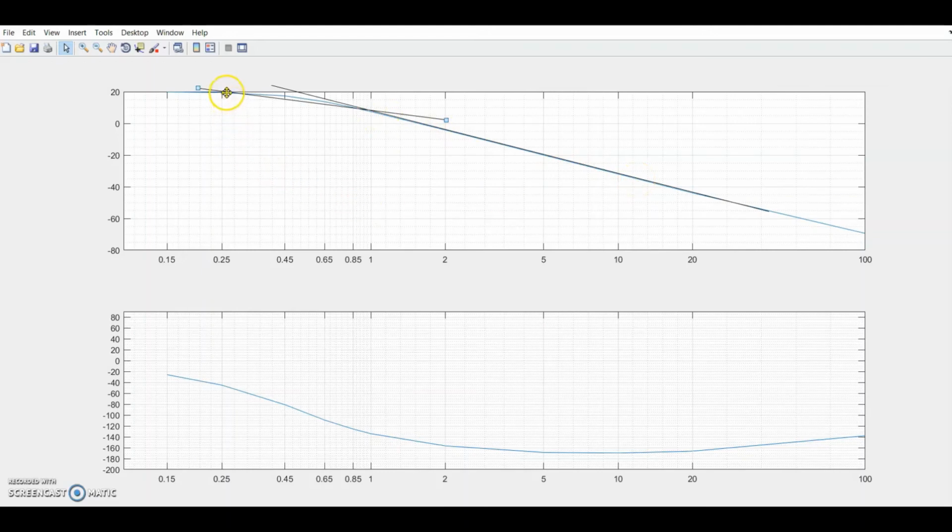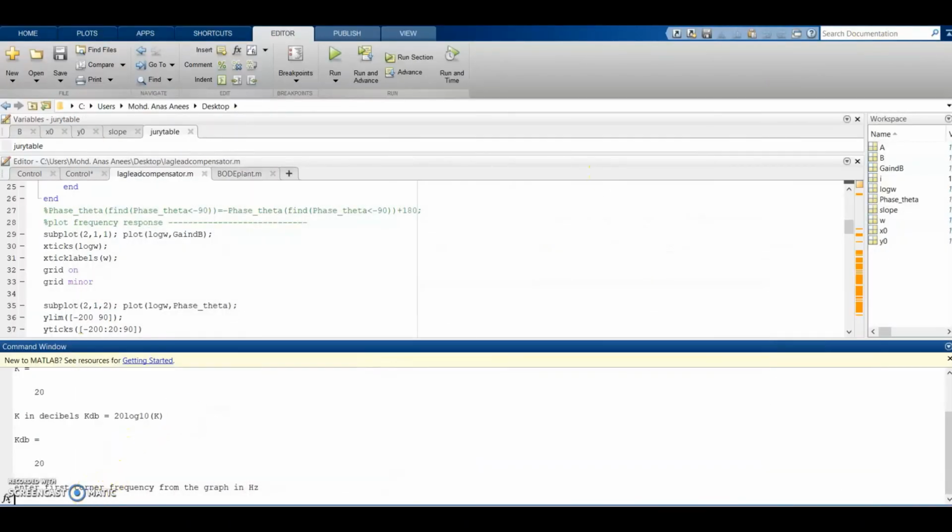So the first corner frequency, as we can see from here, is around 0.2728. And the second corner frequency is around here. If this is 1, this is 0.85, that means there is a gap of 0.03, so 0.09, so it will be around 0.94. So 0.28 and 0.94. So enter the first corner frequency, which will be 0.28.